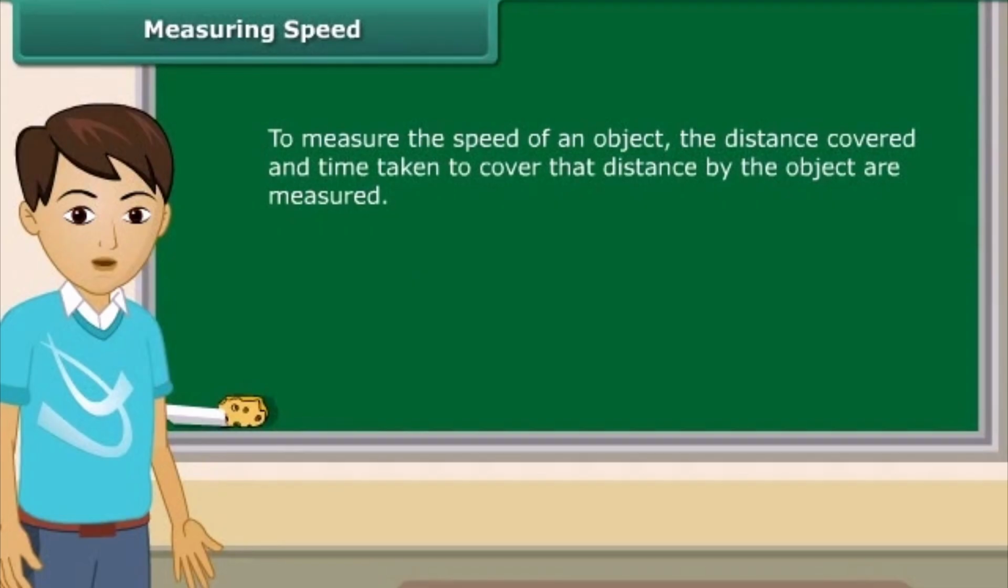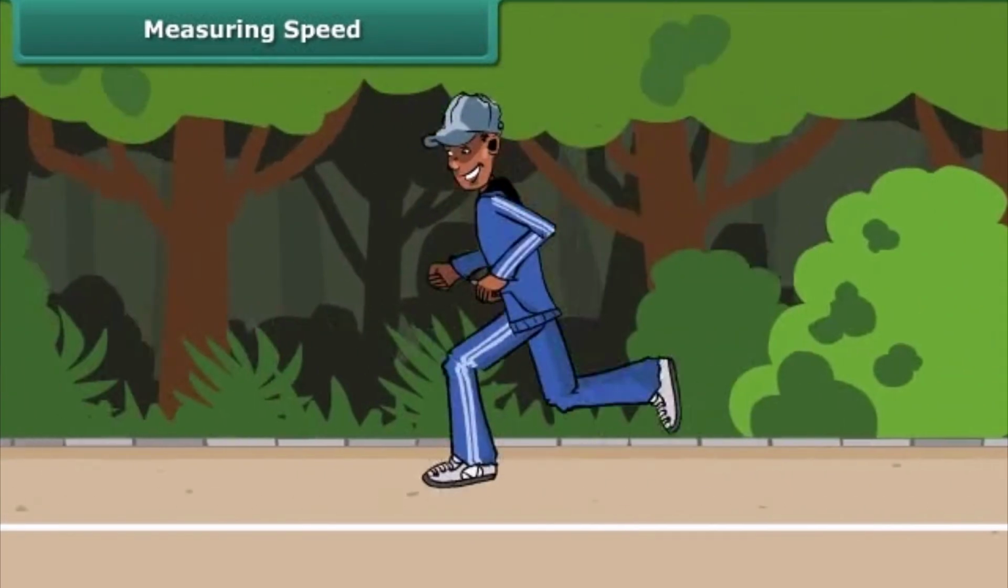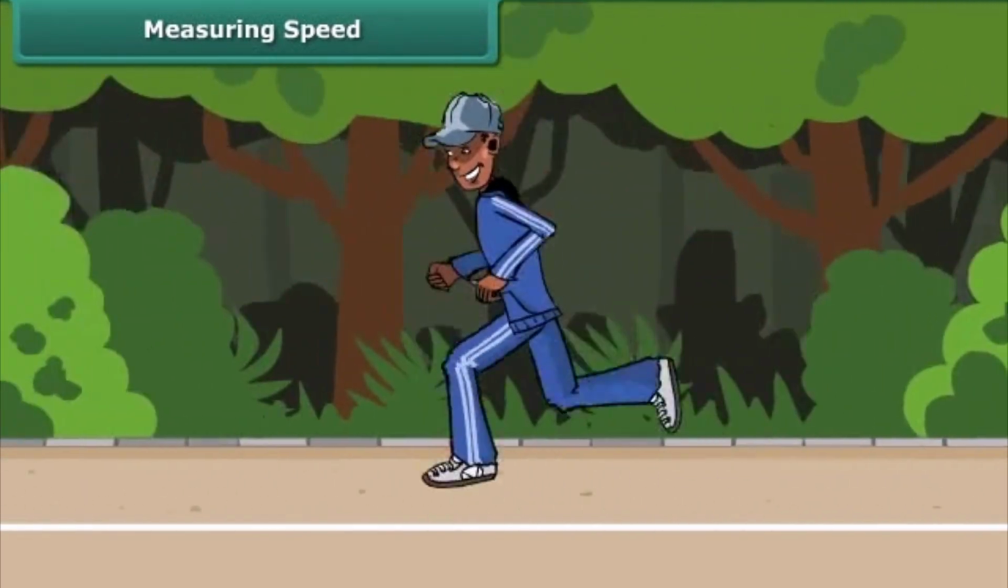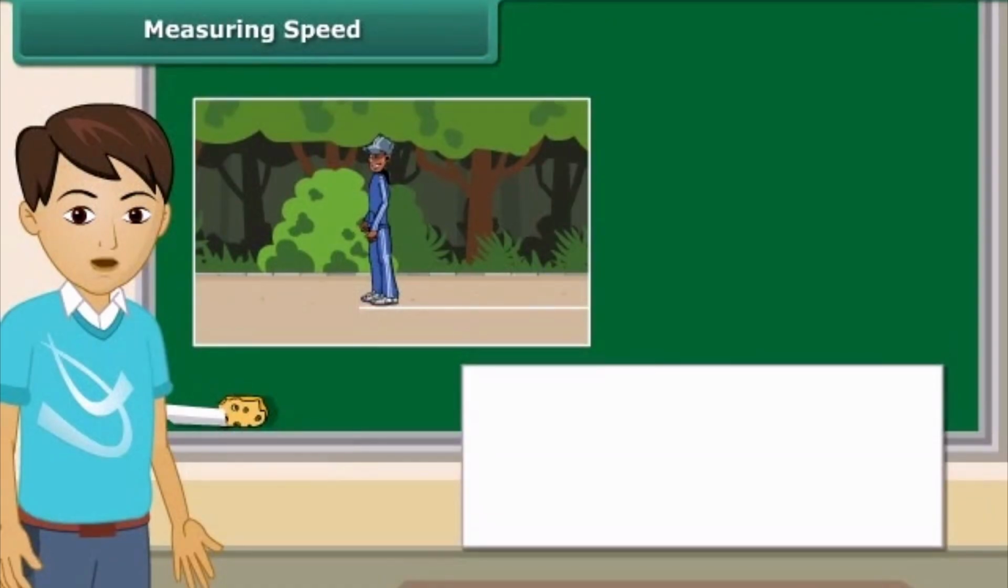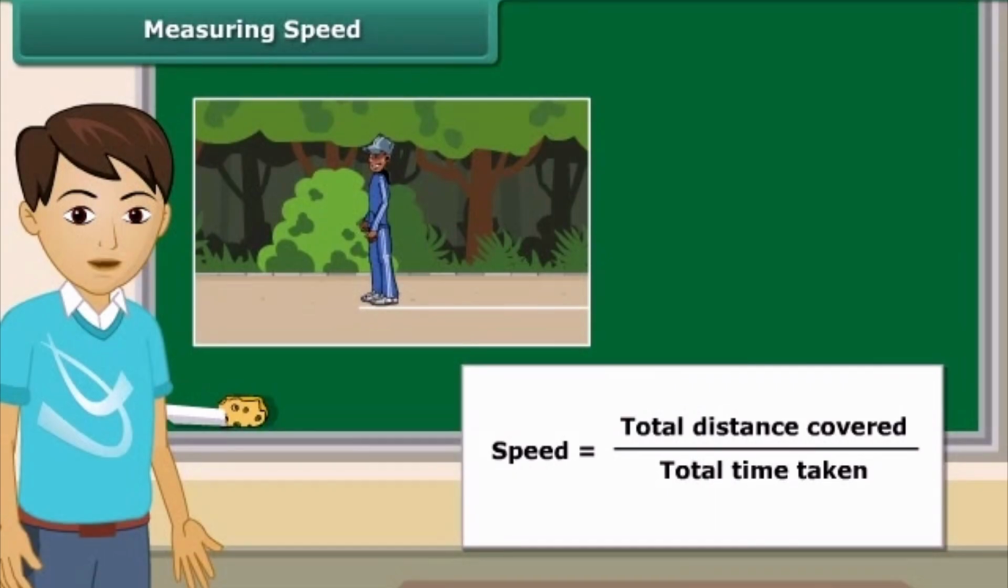To measure the speed of an object, we measure the distance covered and time taken to cover that distance by the object. After that, we apply the formula of speed. Let us learn to measure speed with this simple exercise. Draw a line. Ask a friend of yours to stand on the line. Allow him to run till he wants to stop. Note the total time taken from the moment he started to the moment when he stopped. Measure the distance covered by your friend. Now divide the distance covered by the time taken to cover the distance. What you have calculated is the running speed of your friend.